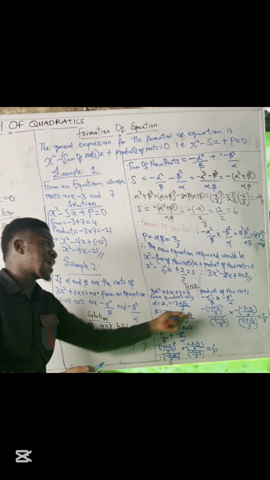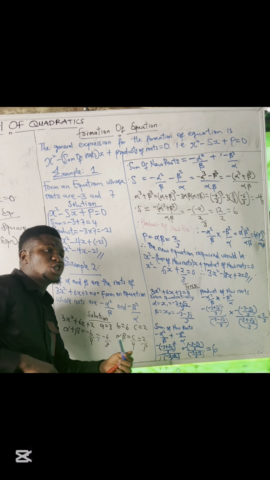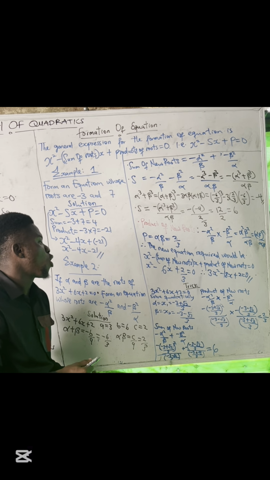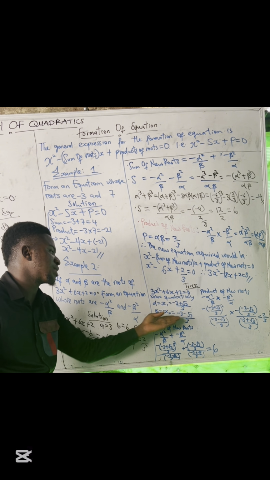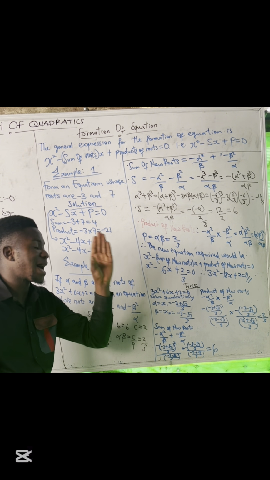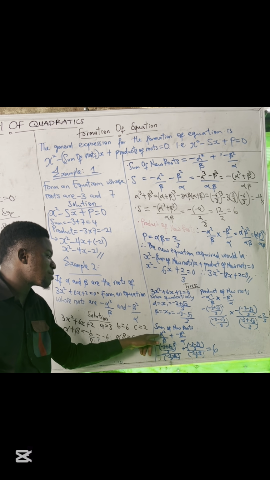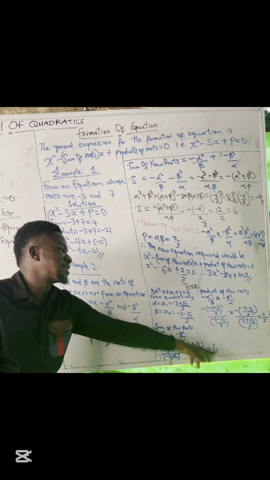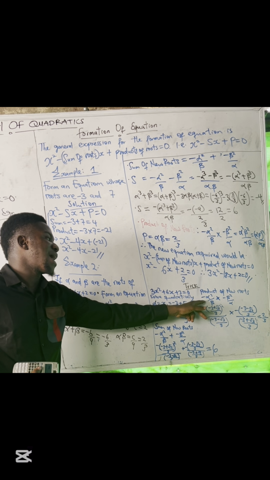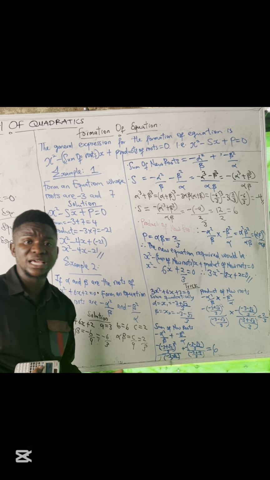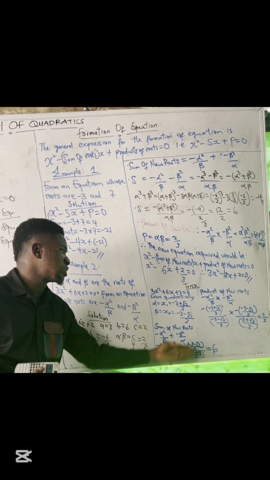So this that we are writing, if you are using the Casio 991 ES Plus, you don't have to undergo all this stress of writing again. Once you've gotten your alpha to be this, your beta to be this, just store your alpha as A on the calculator, store your beta as B on the calculator, then press minus A squared over B plus minus B squared over A, you will get 6. Also press minus A squared over B times minus B squared over A, you will also get what? 2 over 3.